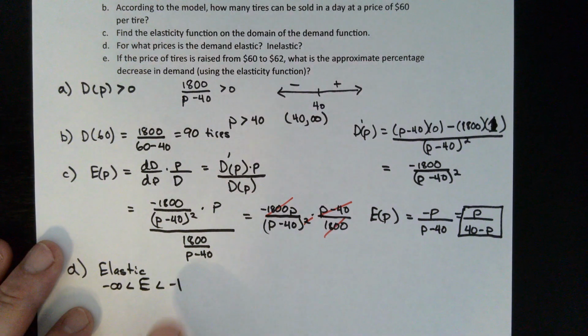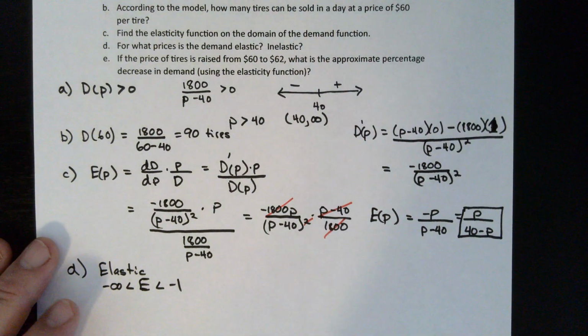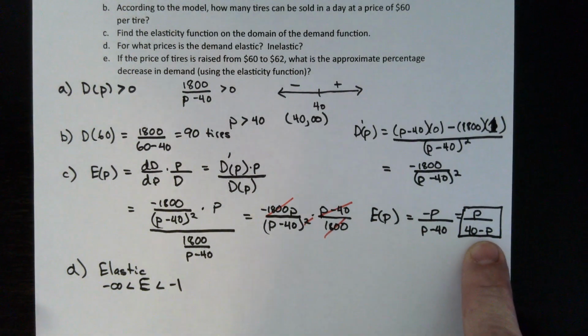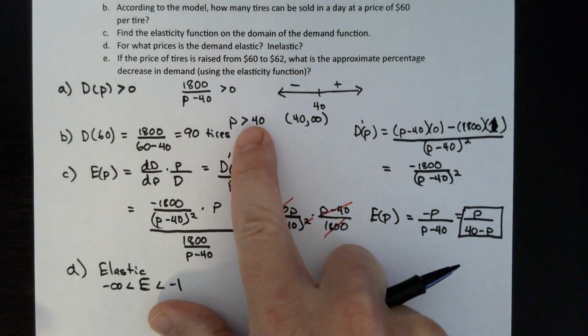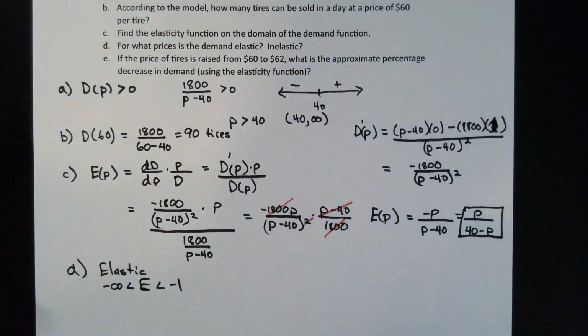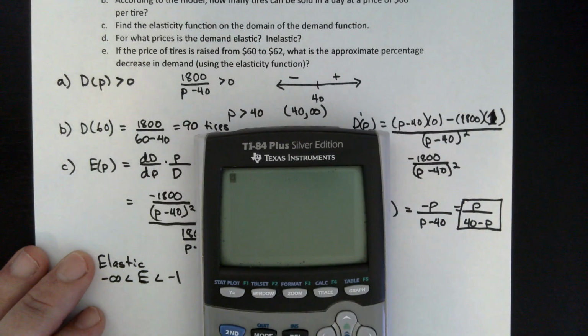Okay, so we look at this function here, the E of p, and we say, what is happening to this? And remember, p has to be greater than 40, right? That's what we learned on the first one. So if p is greater than 40, what's happening here? Try a 41. Let's plug in the closest thing we can find to that. So if we do p, which is 41, divided by 40 minus 41, notice what we get, it's negative.